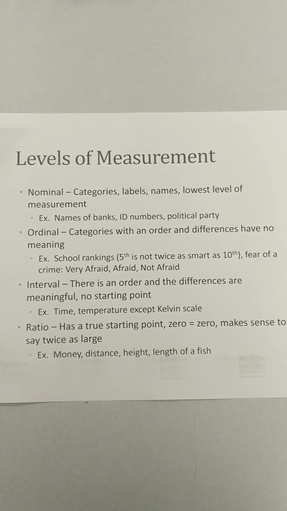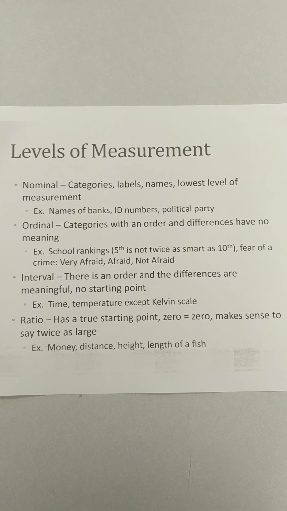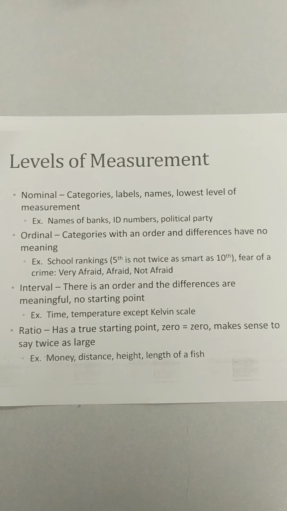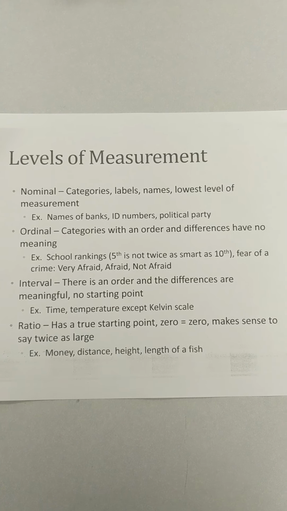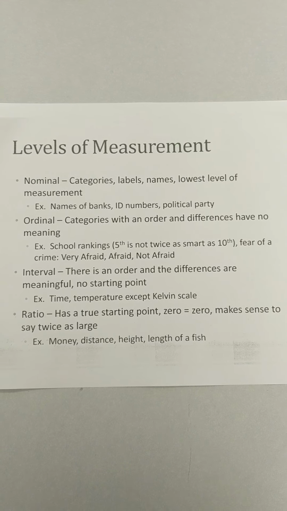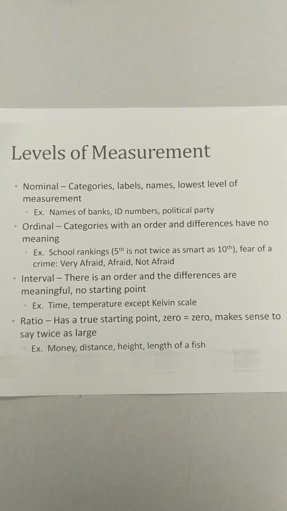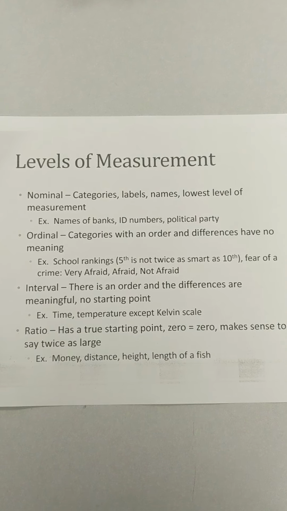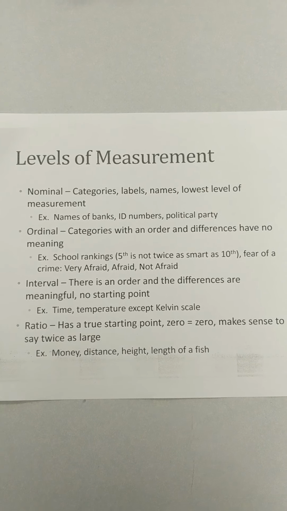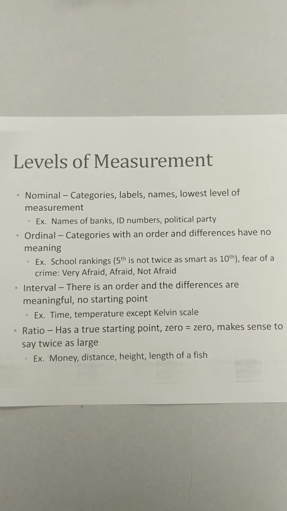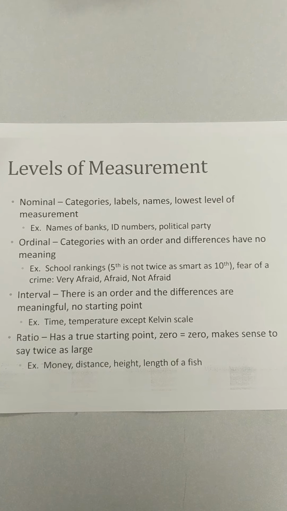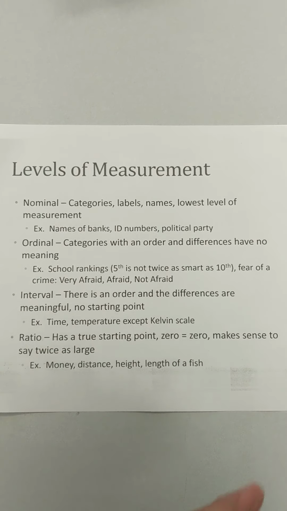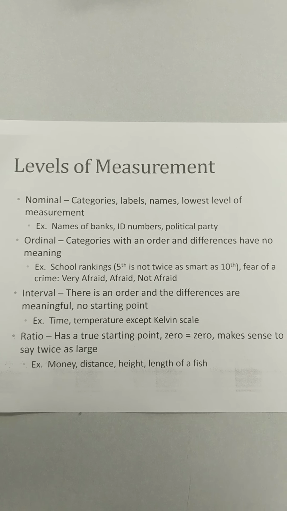You have categories, but they now have an order, but the differences have no meaning, such as school ranking. If you're 5th and someone else is 10th, you're not twice as smart as 10th. And then if you were to rank the fear of a crime, being very afraid, afraid, not afraid, clearly there is a difference between being very afraid and not afraid. But what is the numerical measurement to get from very afraid to not afraid? That doesn't exist. So I know there's a progression, but I don't know exactly the difference.